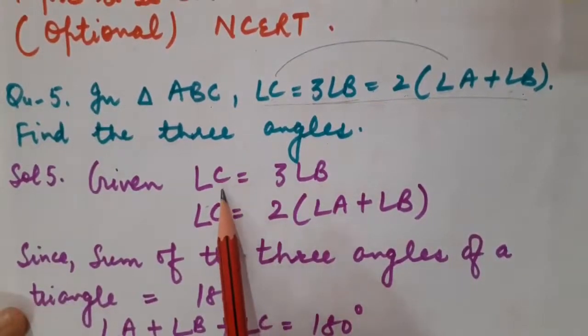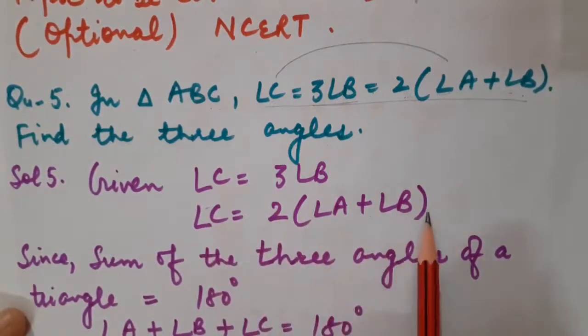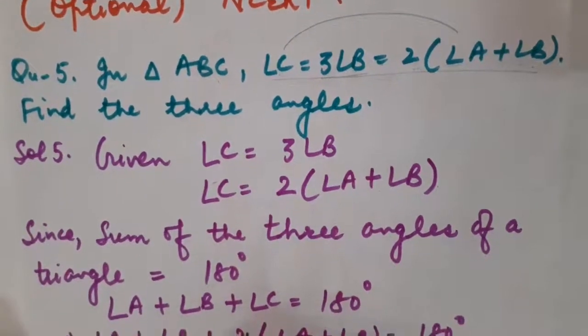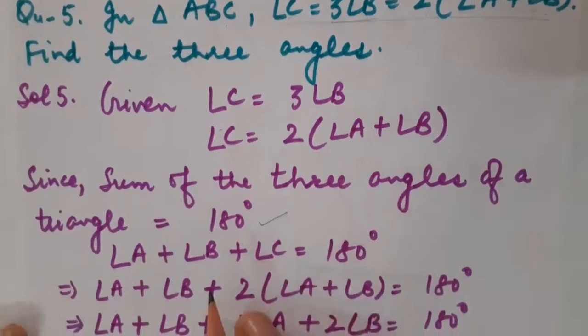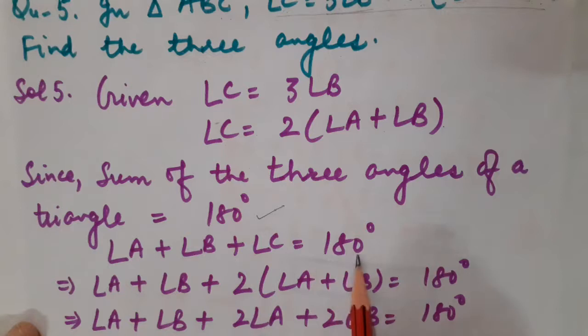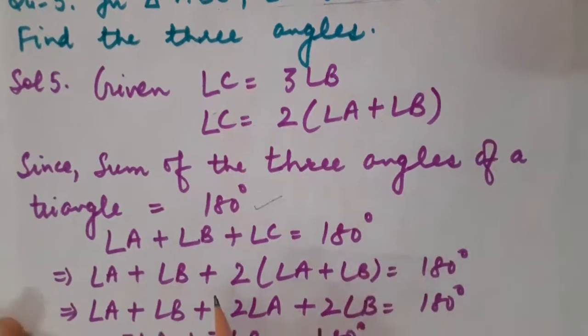So can I write angle C is equal to thrice of angle B and angle C is equal to twice of angle A plus angle B. Children, you know very well that sum of all the three angles of a triangle is 180 degree. Fine. So can I write angle A plus angle B plus angle C is equal to 180 degree? That is angle sum property of a triangle.